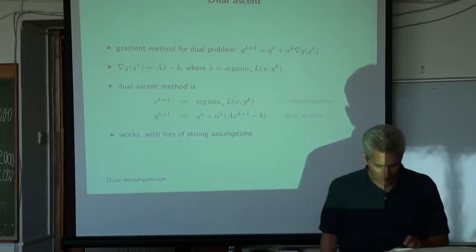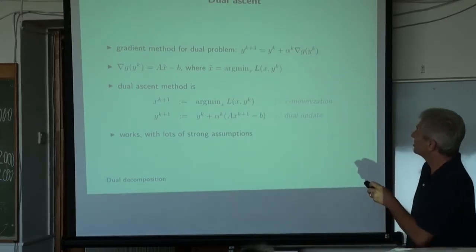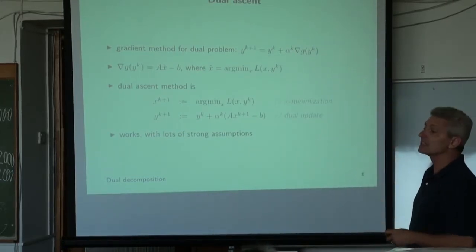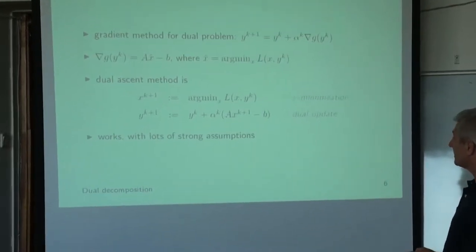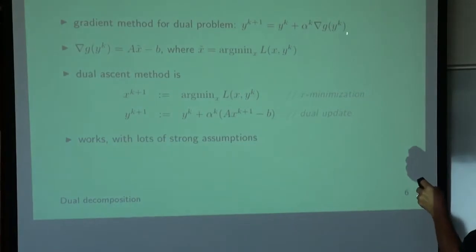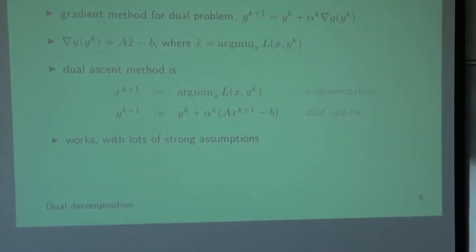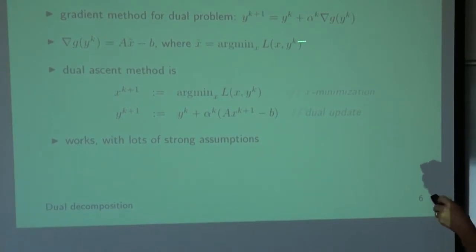Okay, so how do you solve that dual problem? Well, you just apply a gradient method, or a subgradient method if the dual function is not differentiable. What you do is simply take a gradient or a subgradient, and take a step. It turns out that the gradient of the dual function is nothing but the residual for the linear equation. And so dual ascent, and remember this because you're going to see this for the rest of the talk.